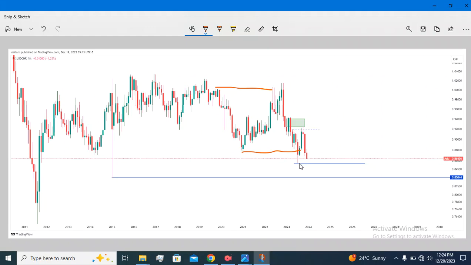We have to manipulate first, take this low, and maybe potentially take this other one. This one is also a very high probable draw on liquidity before now we can start to reverse up.